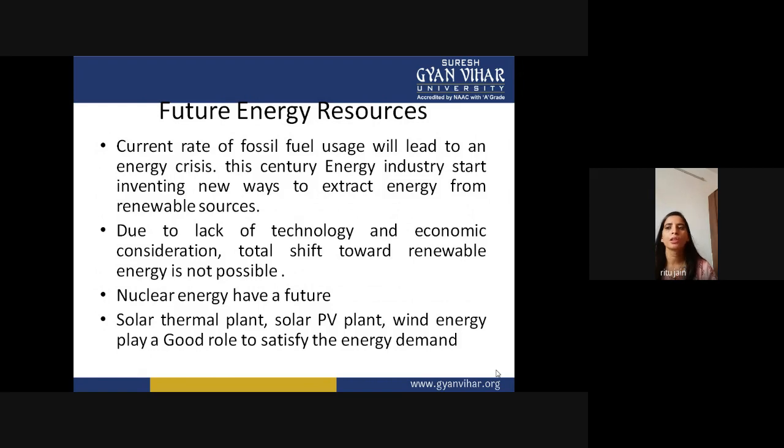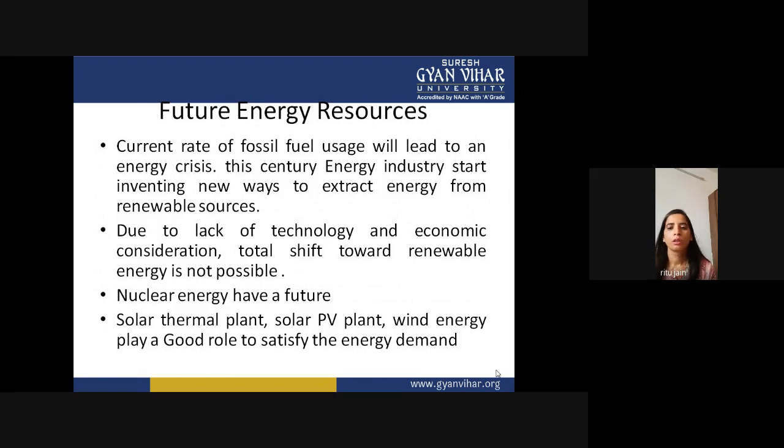The current rate of fossil fuel use will lead to an energy crisis. If we continuously use these fossil fuels as energy sources, one day there will be an energy crisis, because these fossil fuels will be finished one day. So this century the energy industry has started inventing new ways to extract energy from renewable energy sources. Renewable energy sources are sunlight, wind power, biomass systems, etc. Due to lack of technology and economic considerations, a total shift towards renewable energy is not possible, but partially we can use these renewable energy sources in our energy sector.